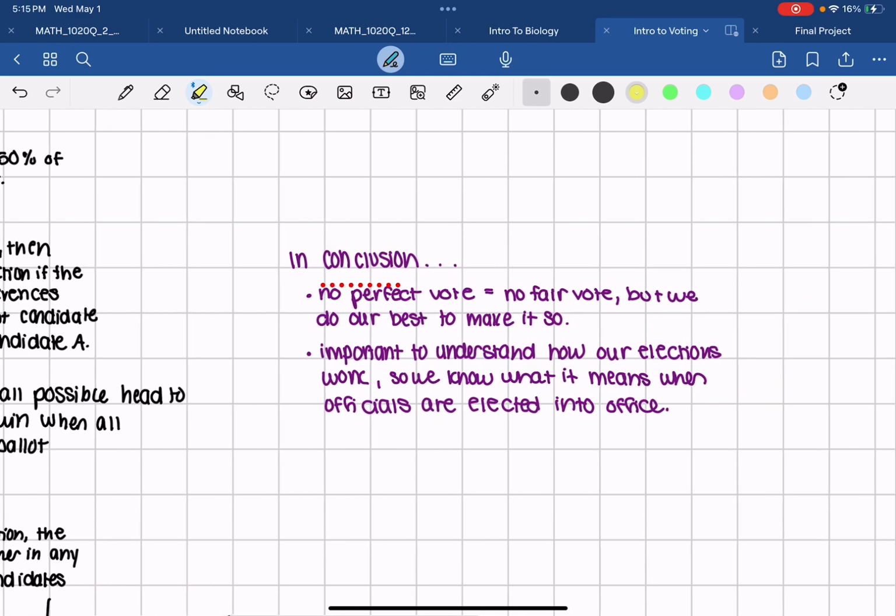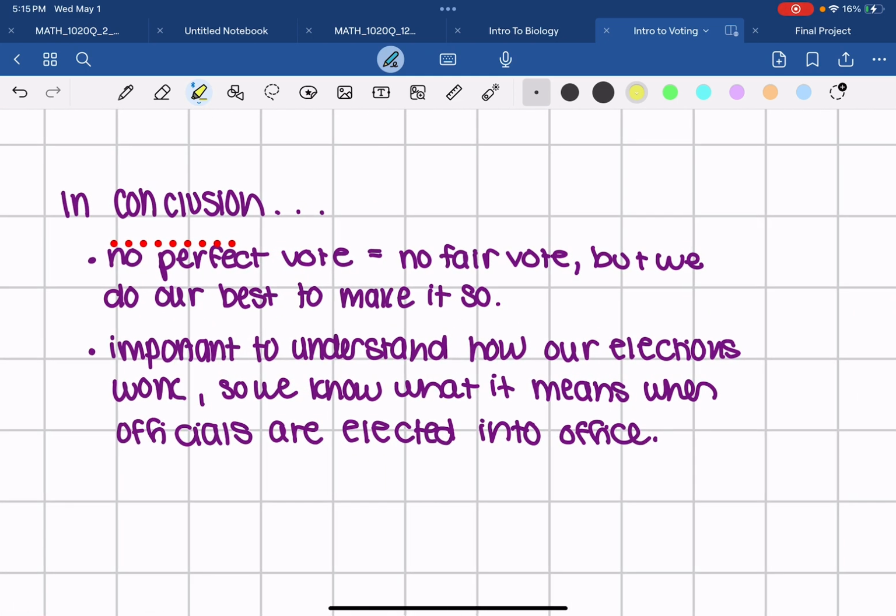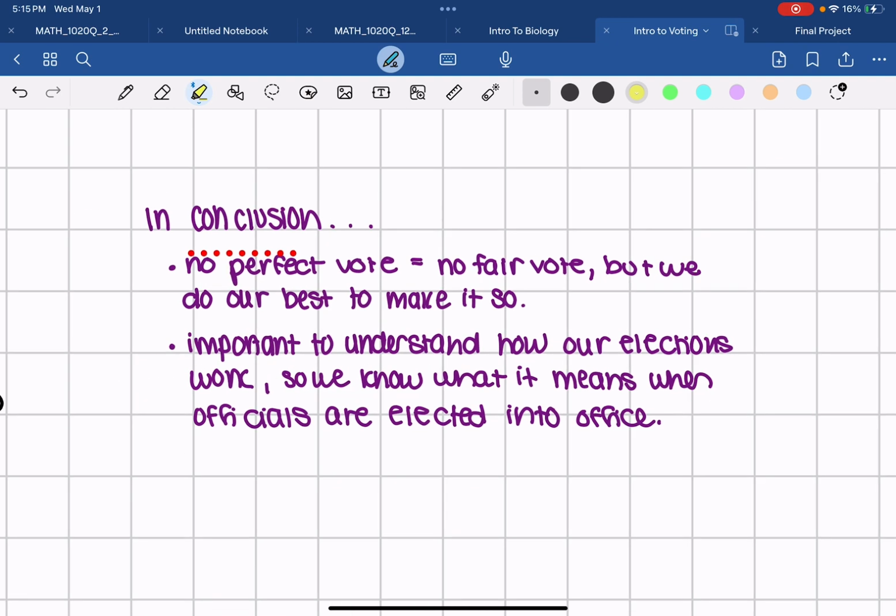In conclusion, there is no perfect vote, which means that there's also no fair vote, but we do our best to make it so. It's also important to understand these voting methods so we can understand how elections work, and so we know what it means when officials are elected into office, and so we can understand our rights a little bit better and how our government works.